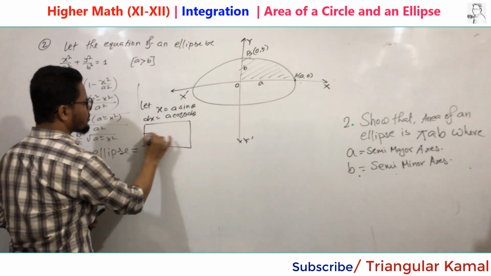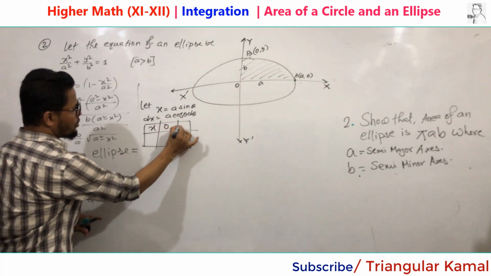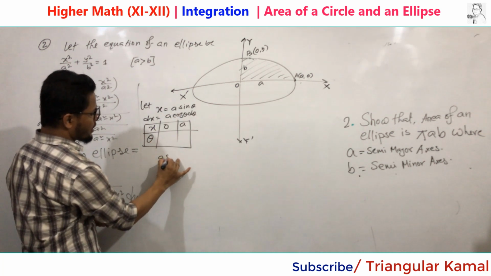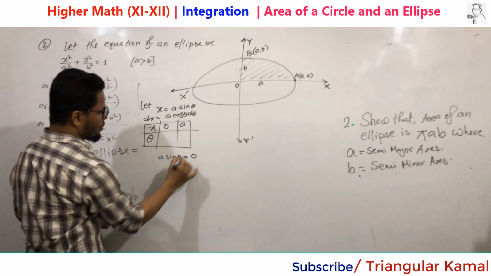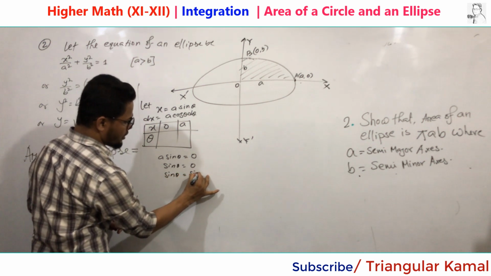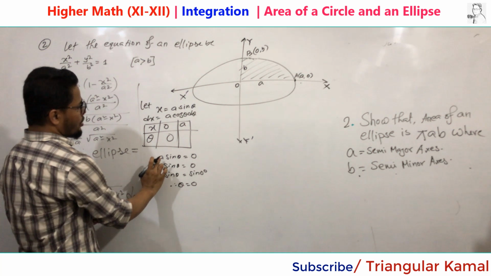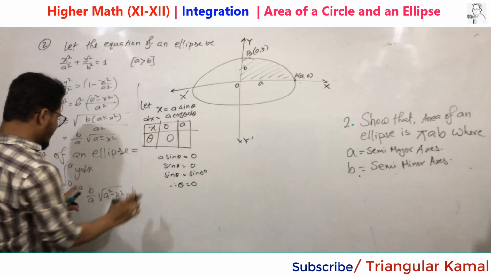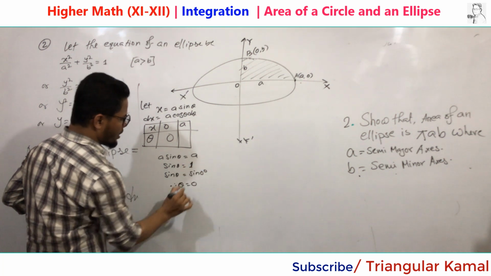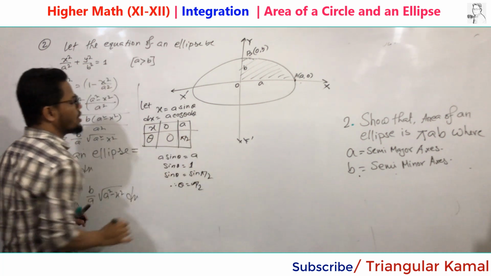Now, when x equals 0, sin theta will be 0, that is sin 0 degrees, so theta will be 0. And again, when x equals the upper limit a, then sin theta will be a divided by a, which is 1, so theta will be pi by 2. As in the previous one, we can write here pi by 2.